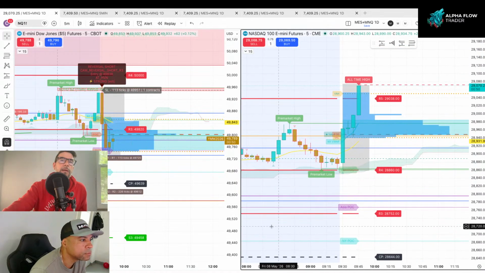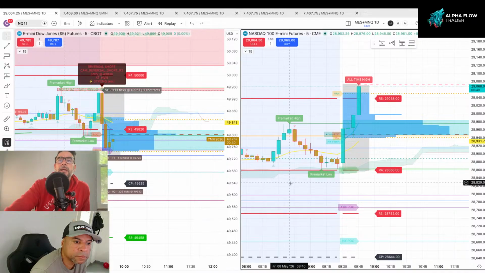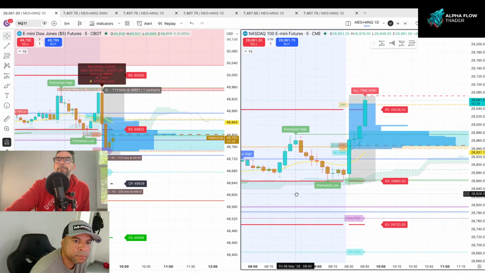You can see right there, patience is definitely a part of the game, right? But yeah, those are the setups we look for, and those are the setups that the AI signals are going to look for as well.